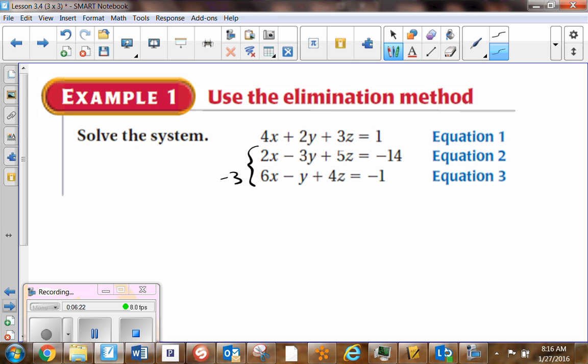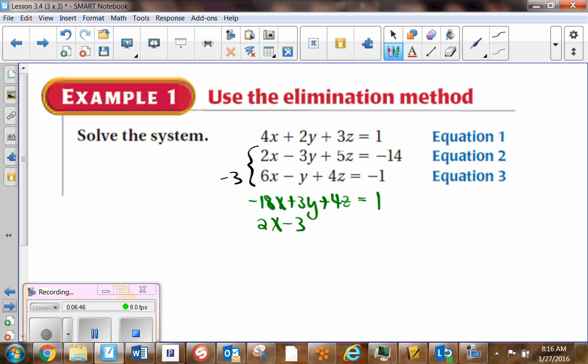I'm gonna get rid of these two x's here. I'm going to multiply, what am I doing? This one by negative 3. So that's going to be negative 18x plus 3y plus 4z equals 1. And I'm comparing it to, or putting it together with this one, which is 2x.